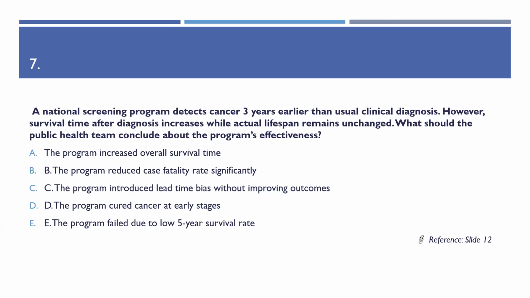MCQ number 7. A national screening program detects cancer 3 years earlier than the usual clinical diagnosis. However, the survival time after diagnosis increased while the actual lifespan remained unchanged. What should the public health team conclude about the program's effectiveness? A, the program increased overall survival time. B, the program reduced the case fatality rate significantly. C, the program introduced lead time bias without improving the outcome. D, the program cured cancer at the early stage. E, the program failed due to the 5-year survival rate. So C is the right option.